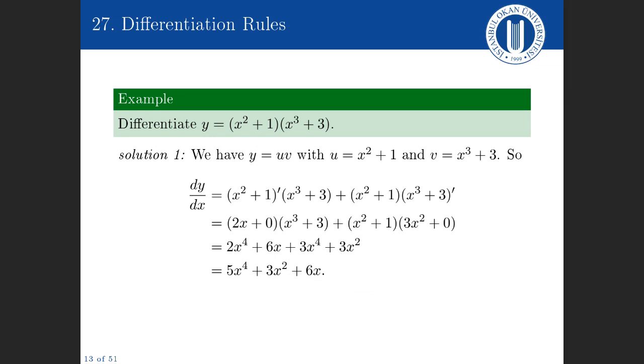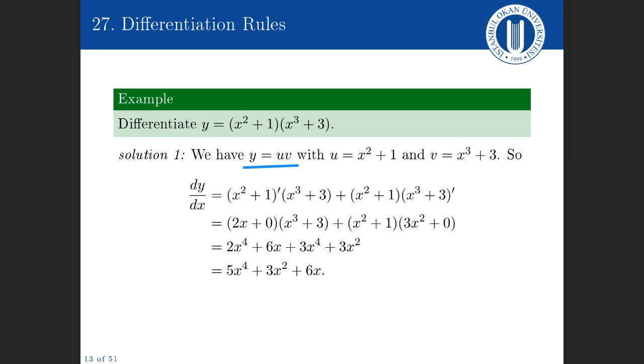So for example, differentiate y is equal to x squared plus 1 multiplied by x cubed plus 3. And I'm going to solve this in two different ways. First, I'm going to use the product rule because our function is u multiplied by v. We have a function multiplied by a function. We have the function u is equal to x squared plus 1 multiplied by the function v is equal to x cubed plus 3.